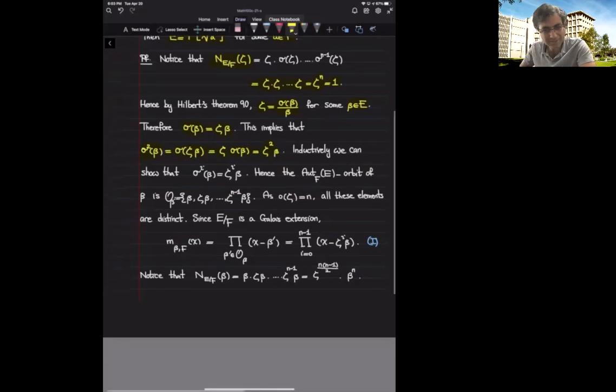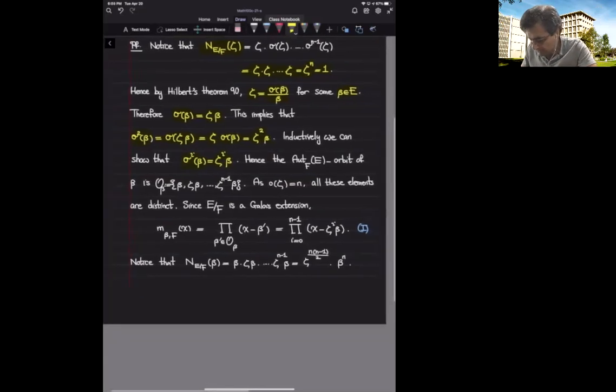So I can use this logic and inductively show that sigma raised to the power i of beta is zeta to the power i times beta. In particular, the orbit of beta under the group action of the F linear automorphisms of E consists of n distinct elements: beta, zeta beta, and so on. These are distinct because zeta to the power i's are distinct and beta is non-zero. So I get these n distinct elements inside the orbit.